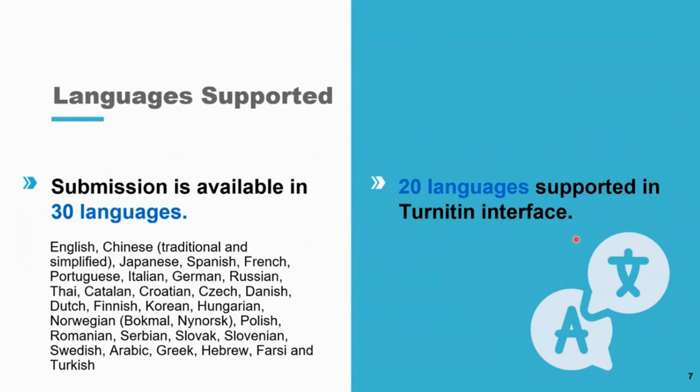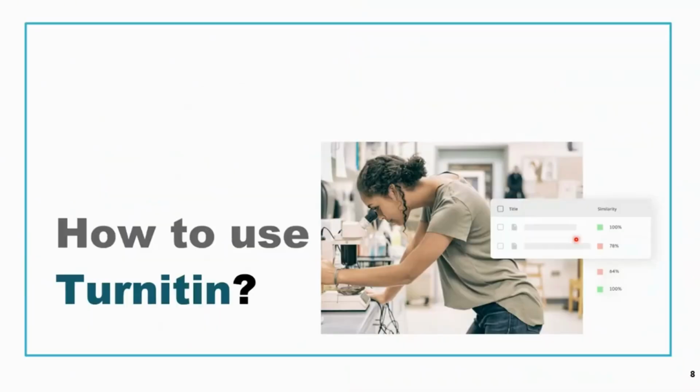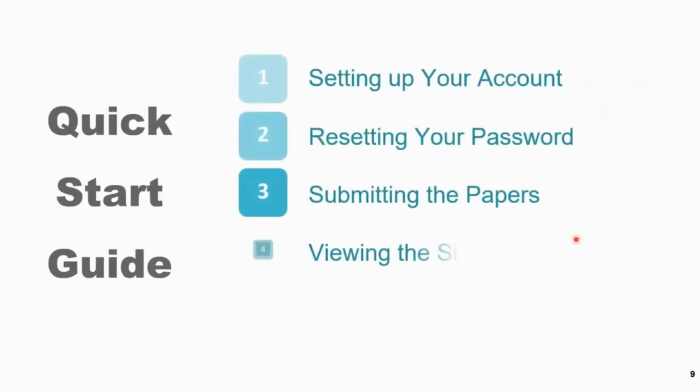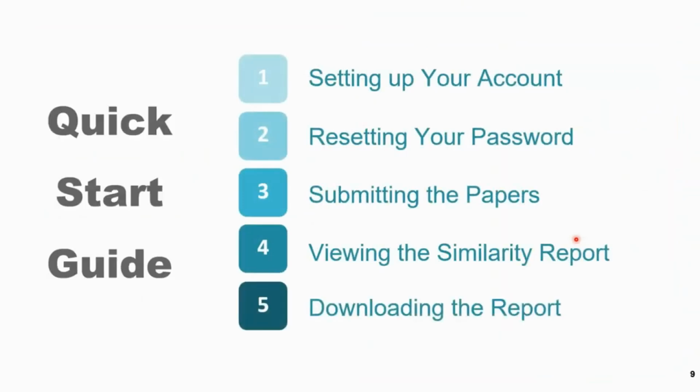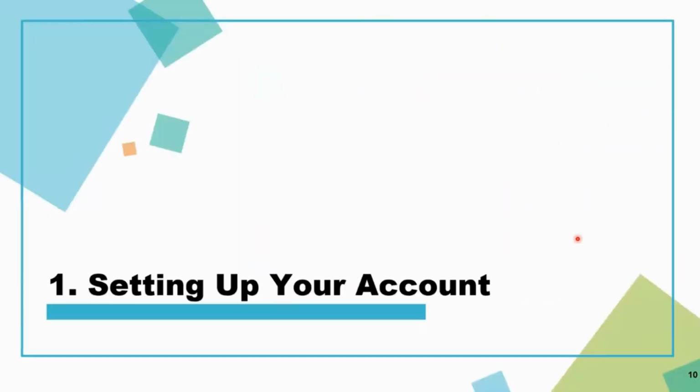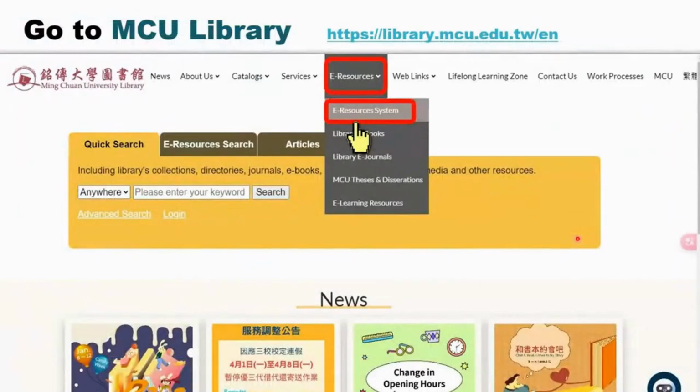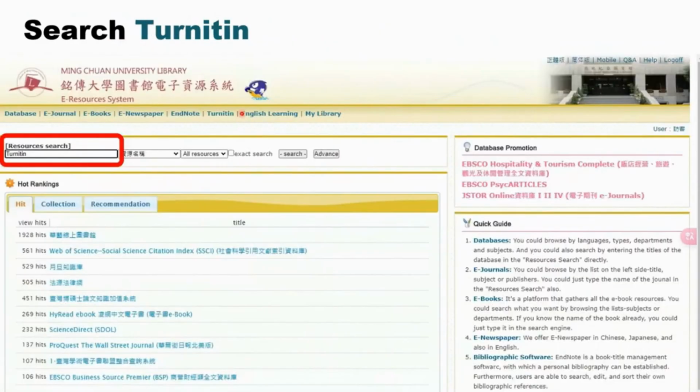Let's move to the next part, the most important part: how to use the Turnitin system. In this part, I'm going to explain how to use Turnitin, and we will work through account activation, submitting documents, and reviewing and downloading the similarity report. First of all, we need to apply for a Turnitin account. So please go to the MCU Library website, find the e-resources drop-down menu, and click the e-resources system. Then search the keyword Turnitin.